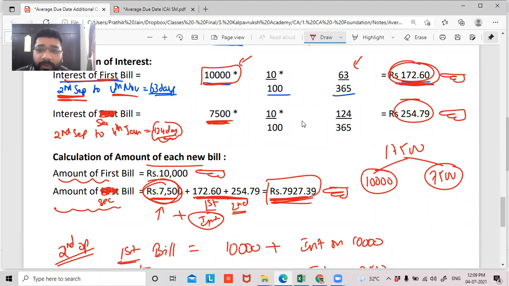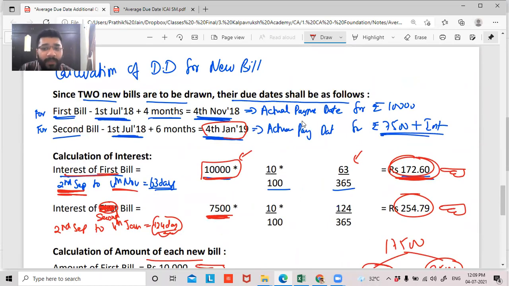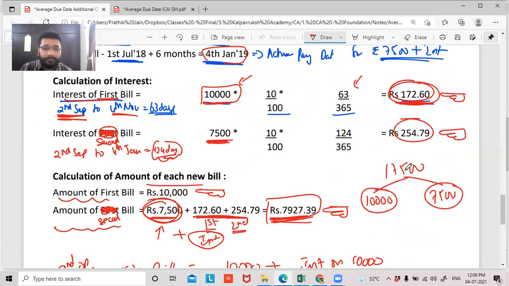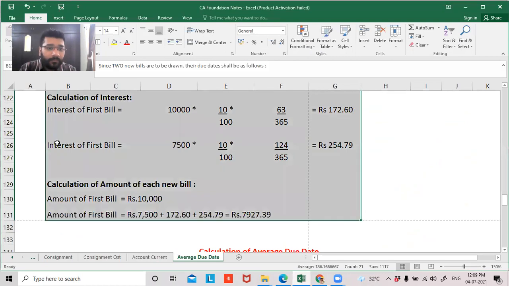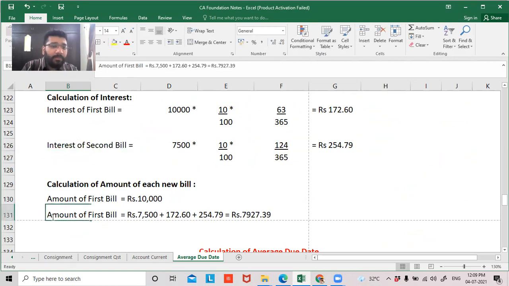I've shared this PDF with you in the group, guys. Just you have to make small correction, or else I'll make the correction and send it again. Here I've put first bill, interest on first bill. It is actually interest on second bill. And here also it should be amount of second bill. So these are the two corrections, guys, that you have to do. If you can do it by yourself, or else I'll change and send it to you. Not a problem. This is interest of second bill, and this is amount of second bill.